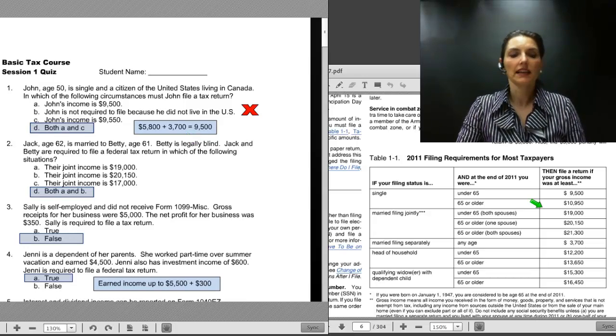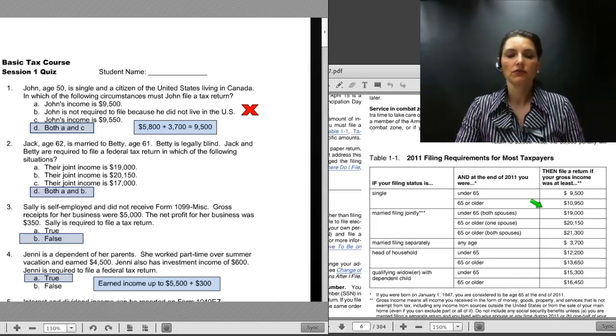Number 3, Sally is self-employed and did not receive Form 1099 miscellaneous. Gross receipts for her business were $5,000. The net profit for her business was $350. Sally is required to file a tax return. And the answer is technically false.